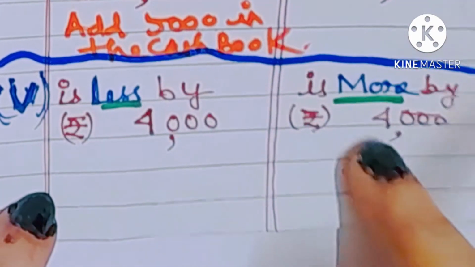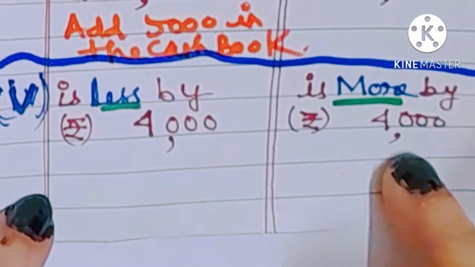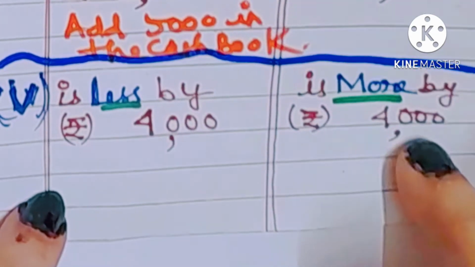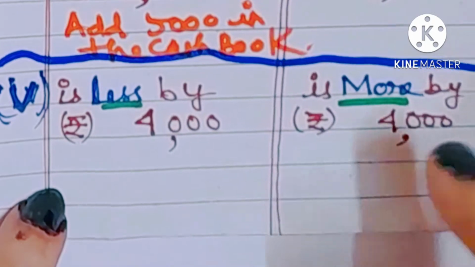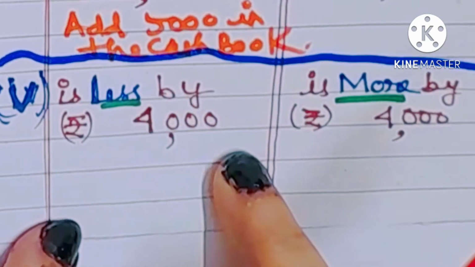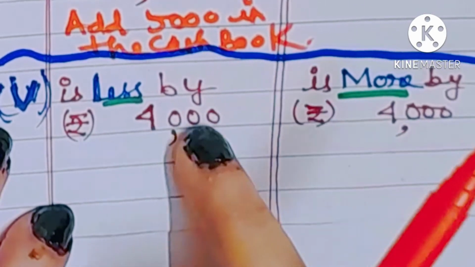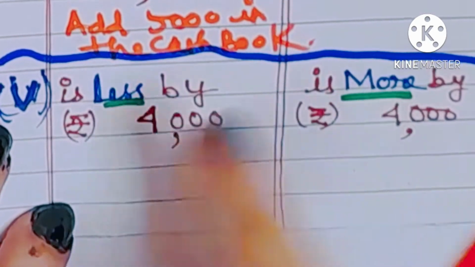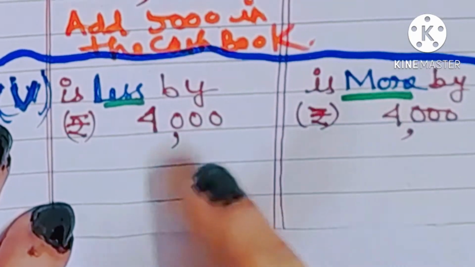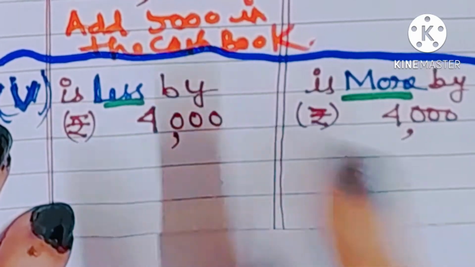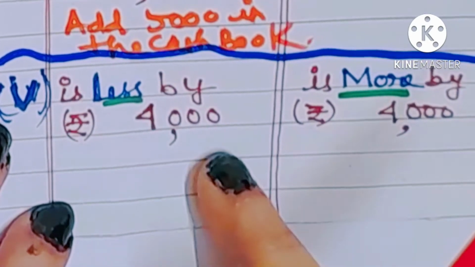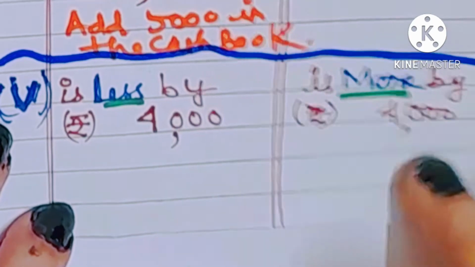So passbook is more by rupees 4,000, since the bank has recorded rupees 4,000 in the credit column or deposit column, as the customer directly deposited rupees 4,000 into the bank. But the businessman has not recorded rupees 4,000 on the deposit side or on the debit side or on the receipt side in the bank column of the cash book. So cash book will remain the same. So cash book balance is less by rupees 4,000 and passbook balance is more by rupees 4,000.